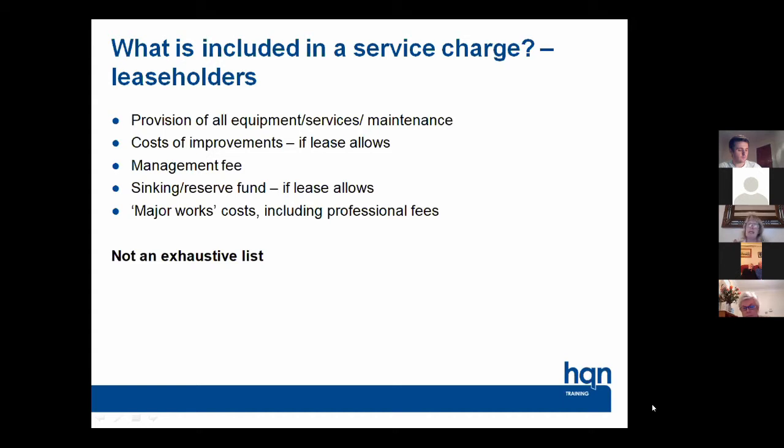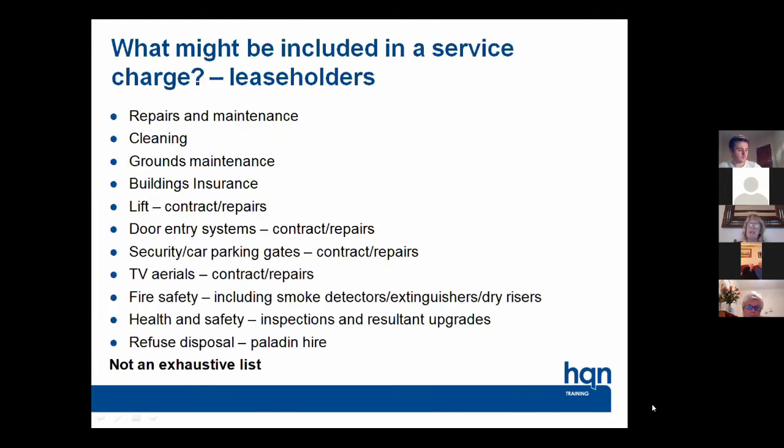A reserve fund clause in the lease is a nice thing to have. I don't think you operate a reserve fund at Southampton. And then last night we were talking about major works costs, those big ticket items. I've talked about roofs, window frames, replacement of lifts, mechanical and electrical. And that's not a complete list. Let's go into a little bit more detail on what that list might look like.